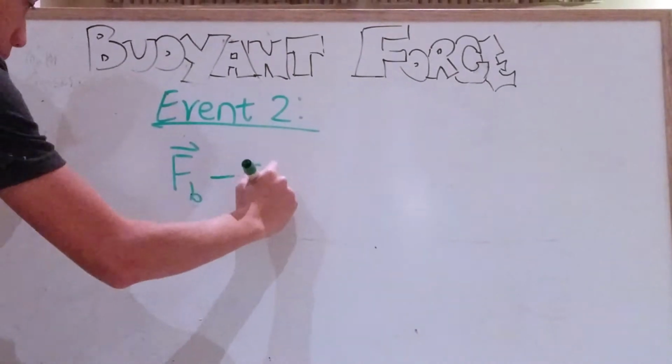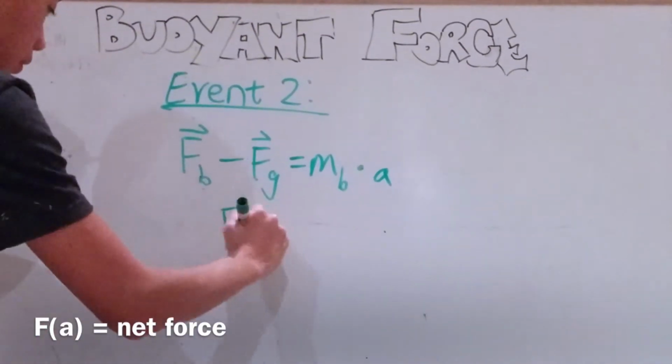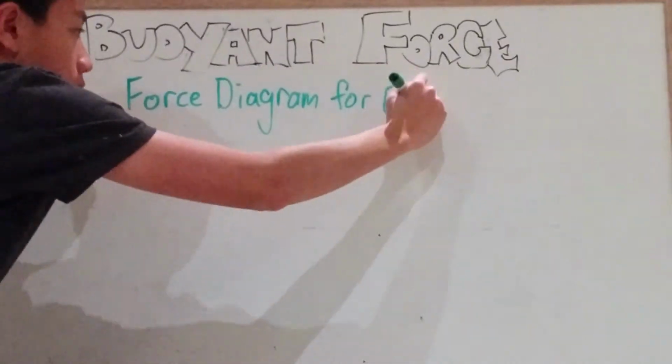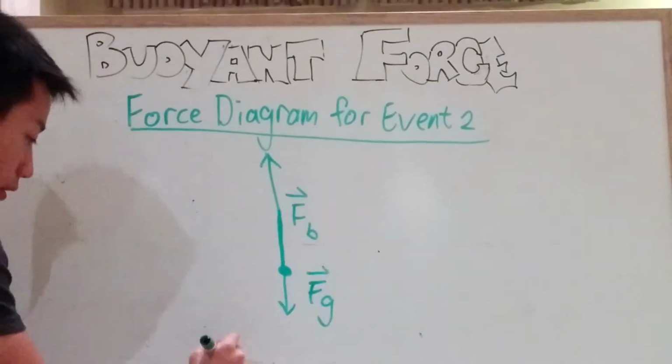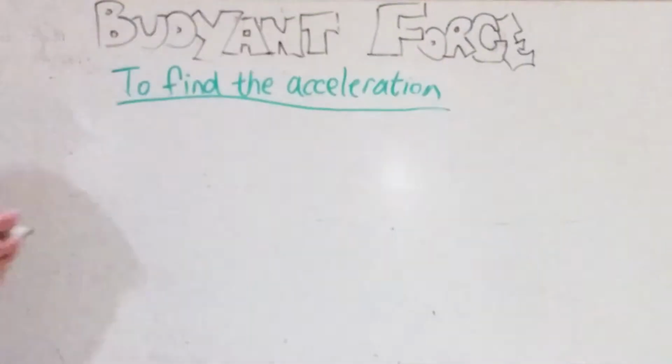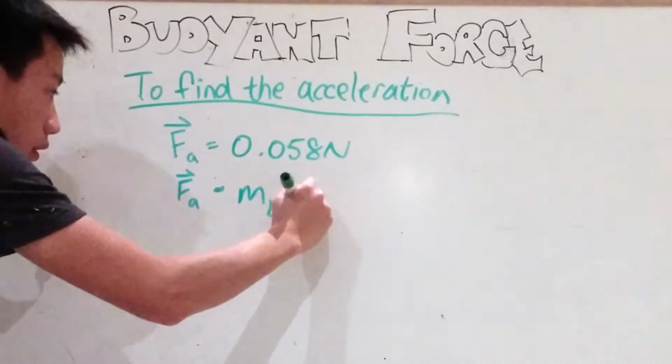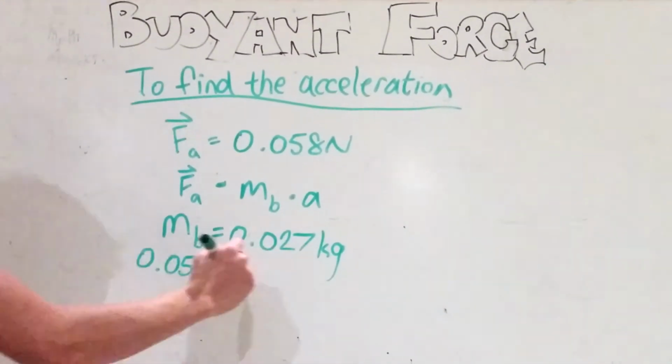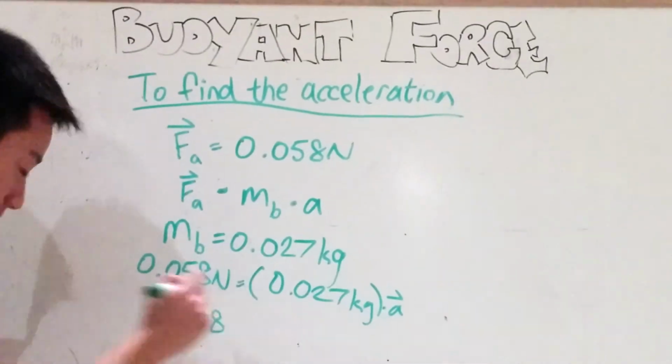At event 2, the ball is released. The ball will have an upwards net force. The buoyant force is upwards and the gravitational force is downwards. This shows the acceleration. We can now find the acceleration of the ball by dividing the net force by the mass of the ball. The acceleration is 2.148 meters per second squared.